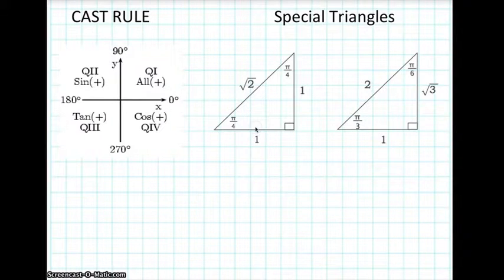The special triangles are the same as last year, but instead of degrees, we now use radians. So sine of pi over 4 would be opposite over hypotenuse, 1 over root 2. Sine of pi over 3 would be opposite over hypotenuse, root 3 over 2. We need to remember this for this part of the chapter.